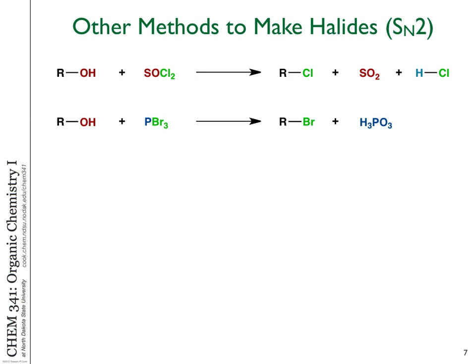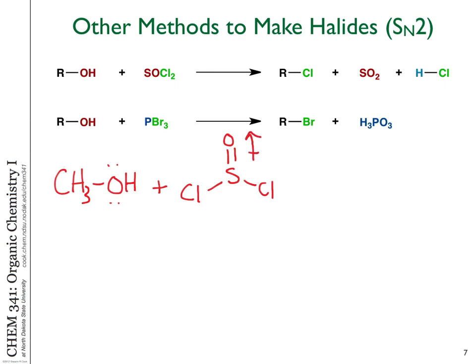The mechanism. So if we take something like methanol, I'll just take the simplest one. What happens is methanol reacts with thionyl chloride, the structure of which looks like this. Now, by virtue of the fact that there's this SO double bond, and oxygen is more electronegative than sulfur because it's higher up on the periodic table, that is highly polarized in that direction. As well, the chlorines are electron withdrawing also.